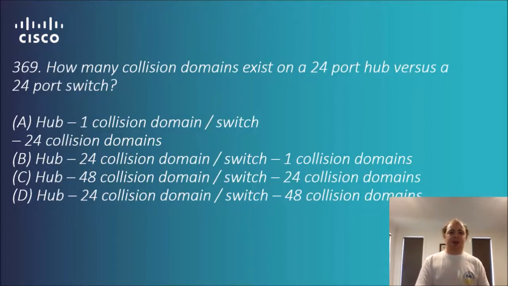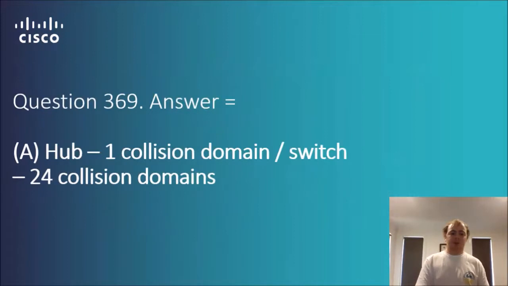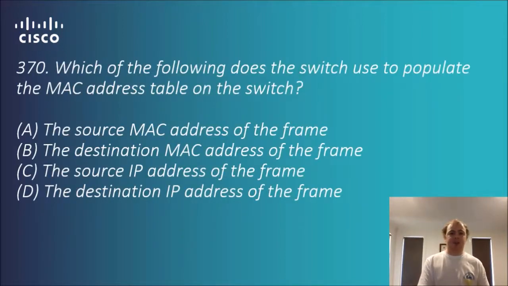Okay, so a hub is its own collision domain. Each switch port is a collision domain in itself. That gives you the answer there. The answer is A. A hub is one collision domain because it forwards to everything, whereas each port on a switch can be different. So it gives us 24 collision domains.